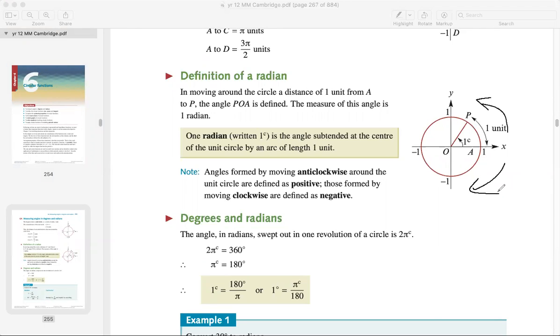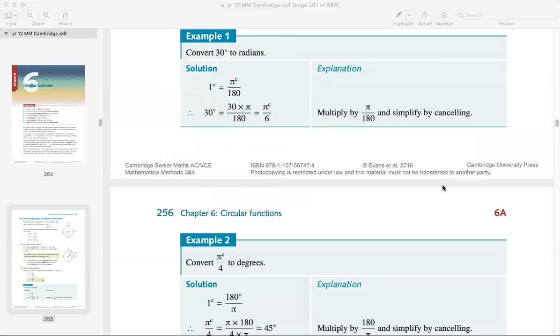To be honest, once you enter the VCE level or year 12, the most frequently used angle measure is radians. You can convert between the two, but personally I suggest you stay with radians. If the question specifically asks for degrees, then you convert back. Otherwise, most of the time stay in radians. Okay, let's keep going.